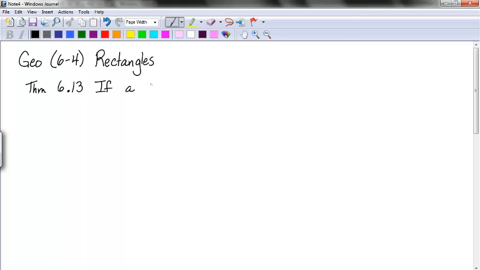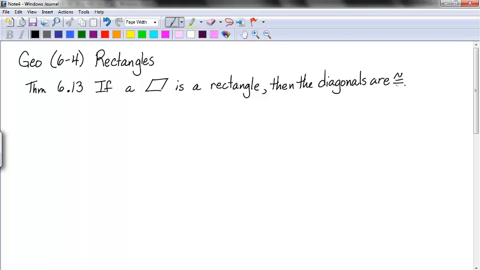and use the symbol for parallelogram. If a parallelogram is a rectangle, then the diagonals are congruent. And think about that. If you have a rectangle, if it's a parallelogram that is a rectangle, then this diagonal has to be congruent to this diagonal.